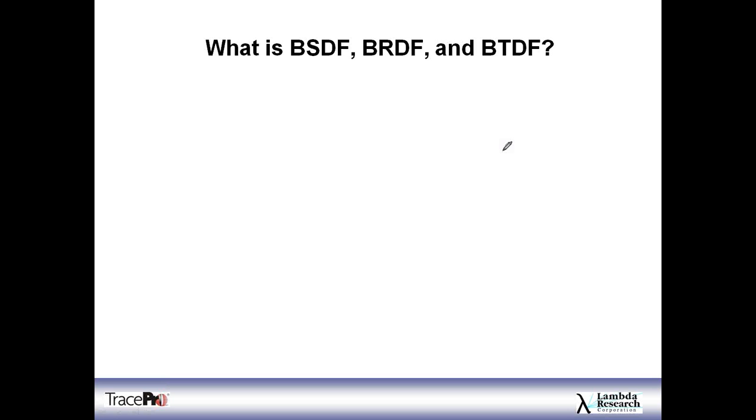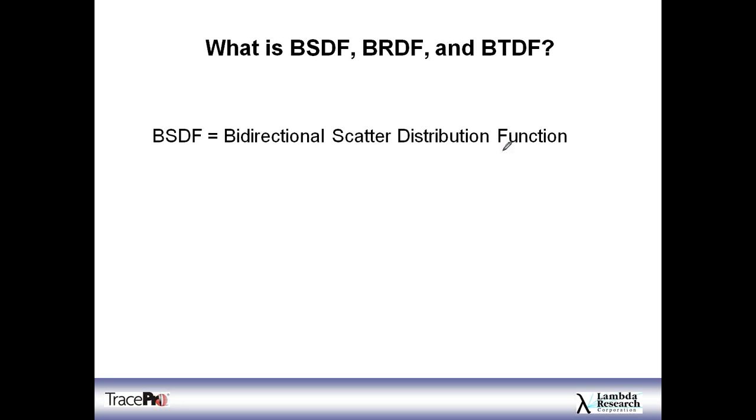So, as I mentioned, BSDF, BRDF, and BTDF. You'll see these terms when you start to define the properties in TracePro. So let's just take a quick look here and define what they actually mean. BSDF stands for bidirectional scatter distribution function, and this is the generic scattering term. So it could be either reflected or transmitted. It's kind of the catch-all term.